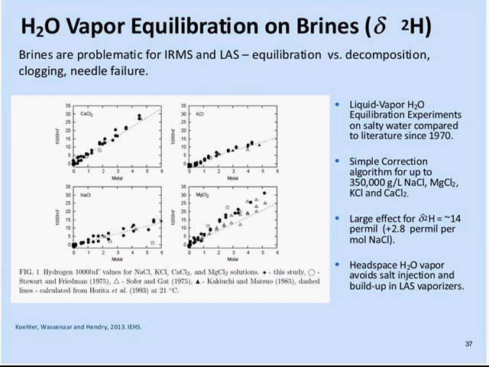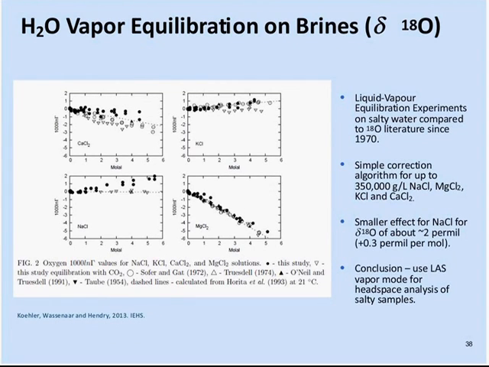Again, in all cases, highly linear, which basically allows us to construct a correction algorithm to back calculate what the liquid water actually is, in spite of the salt effect. This is for deuterium. You do exactly the same thing for O18, and you get these types of patterns. Now, there's more data in the literature on O18 because these were done by equilibration with CO2. But again, a simple correction algorithm can be produced.